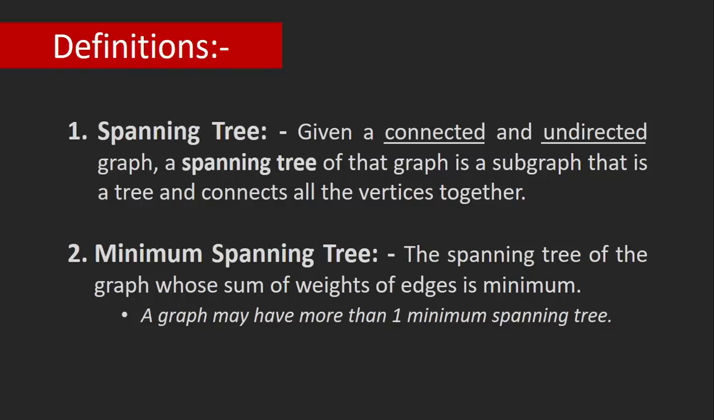A spanning tree is a subgraph that has the same vertex set as the original graph, and it is also a tree, which means that it must be connected and must not contain any cycles. A graph may have a large number of spanning trees, but not all of them are minimum. A minimum spanning tree is the one in which the sum of weight of edges is minimum.